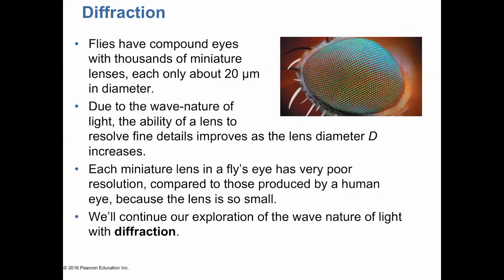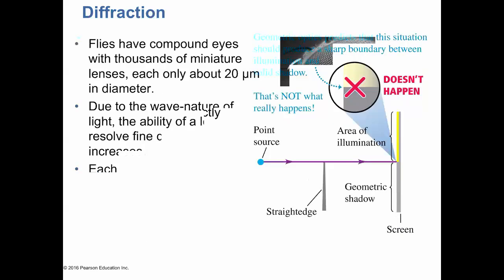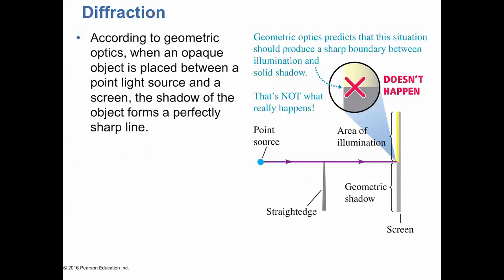All right, so we'll continue our exploration of the wave nature of light using this concept of diffraction. According to geometric optics, when an opaque object is placed between a point light source and a screen, the shadow of the object forms a perfectly sharp line.